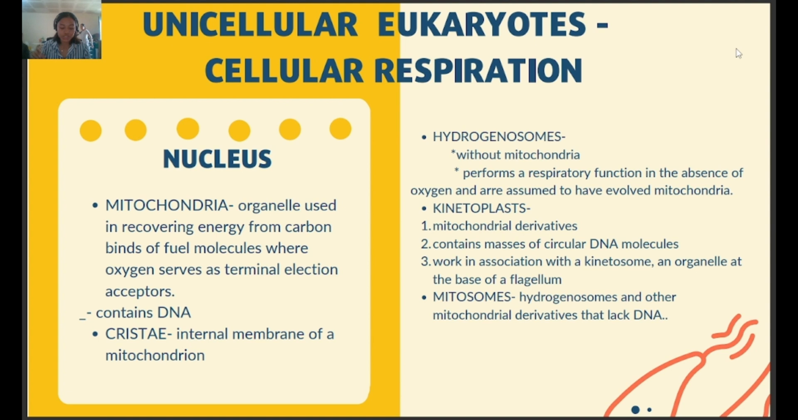The mitochondria, which we discussed before, is the organelle used in recovering energy from carbon bonds of fuel molecules, where oxygen serves as the terminal electron acceptor. It contains DNA. Mitochondria also have cristae, the internal membranes of a mitochondrion. It has a variable form. It could be flat, tubular, discoid, or branched.